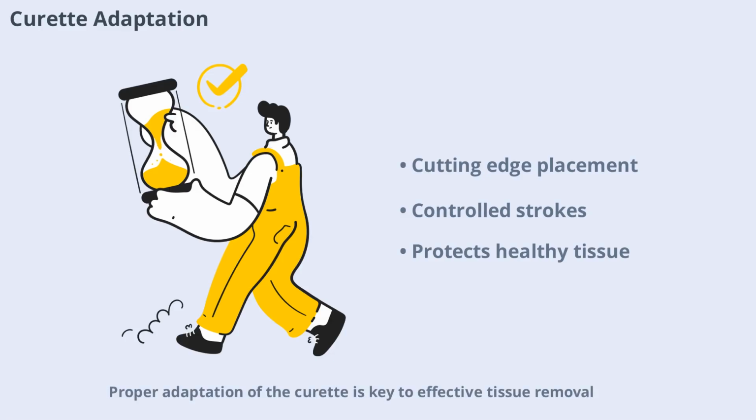Proper adaptation of the curette is key to effective tissue removal. The cutting edge should be placed against the inner aspect of the pocket wall, and the instrument should be moved with controlled strokes to remove the diseased tissue. Careful technique minimizes the risk of damaging healthy tissue.